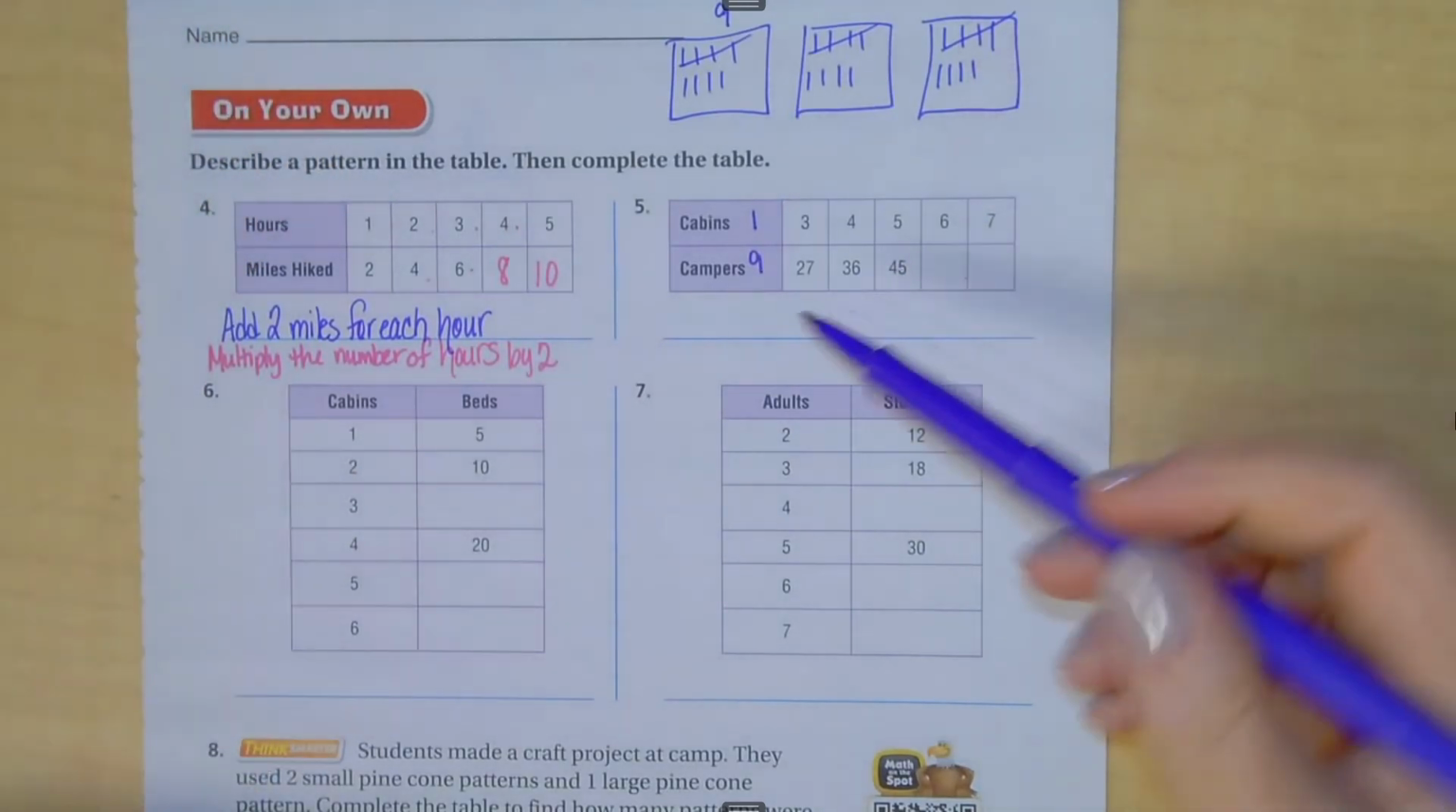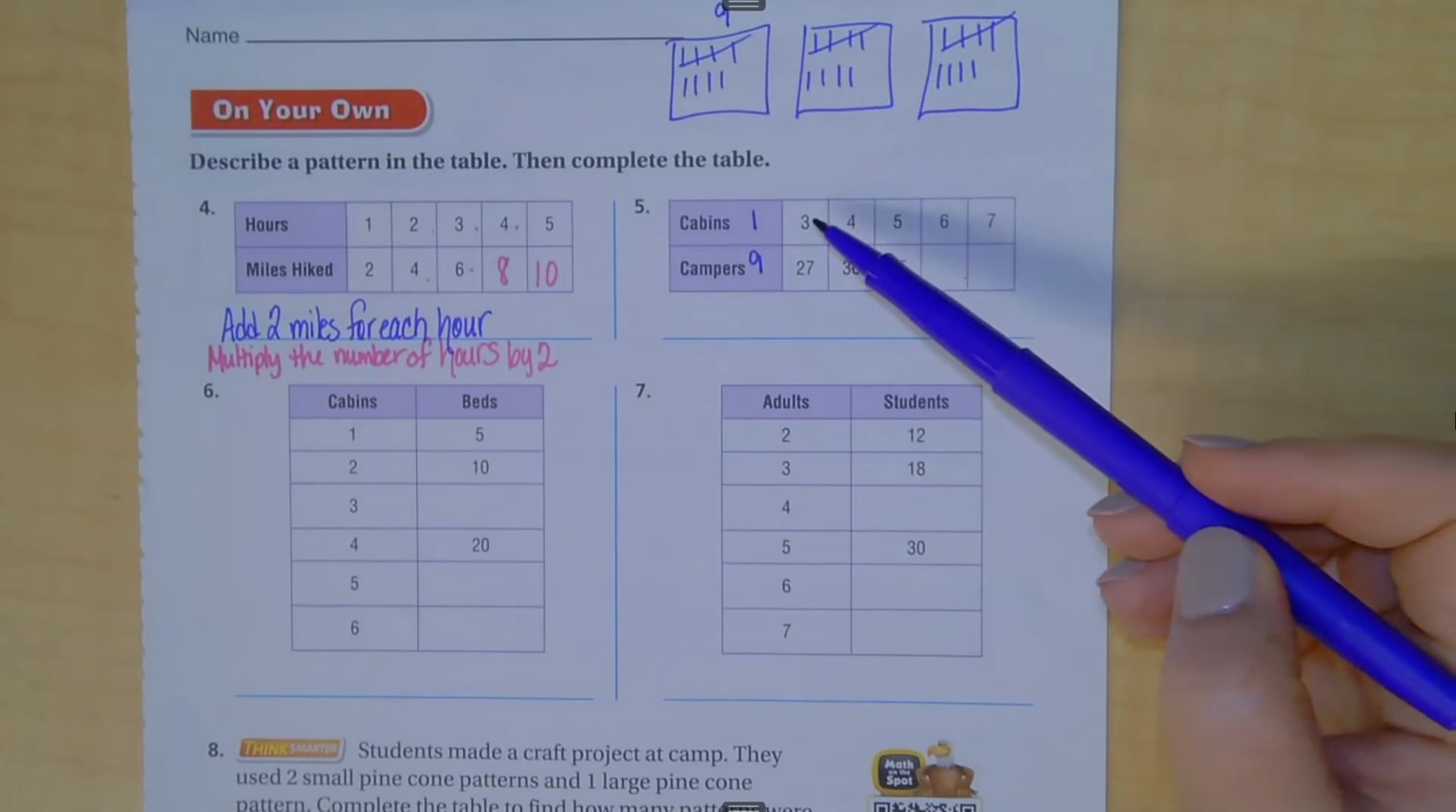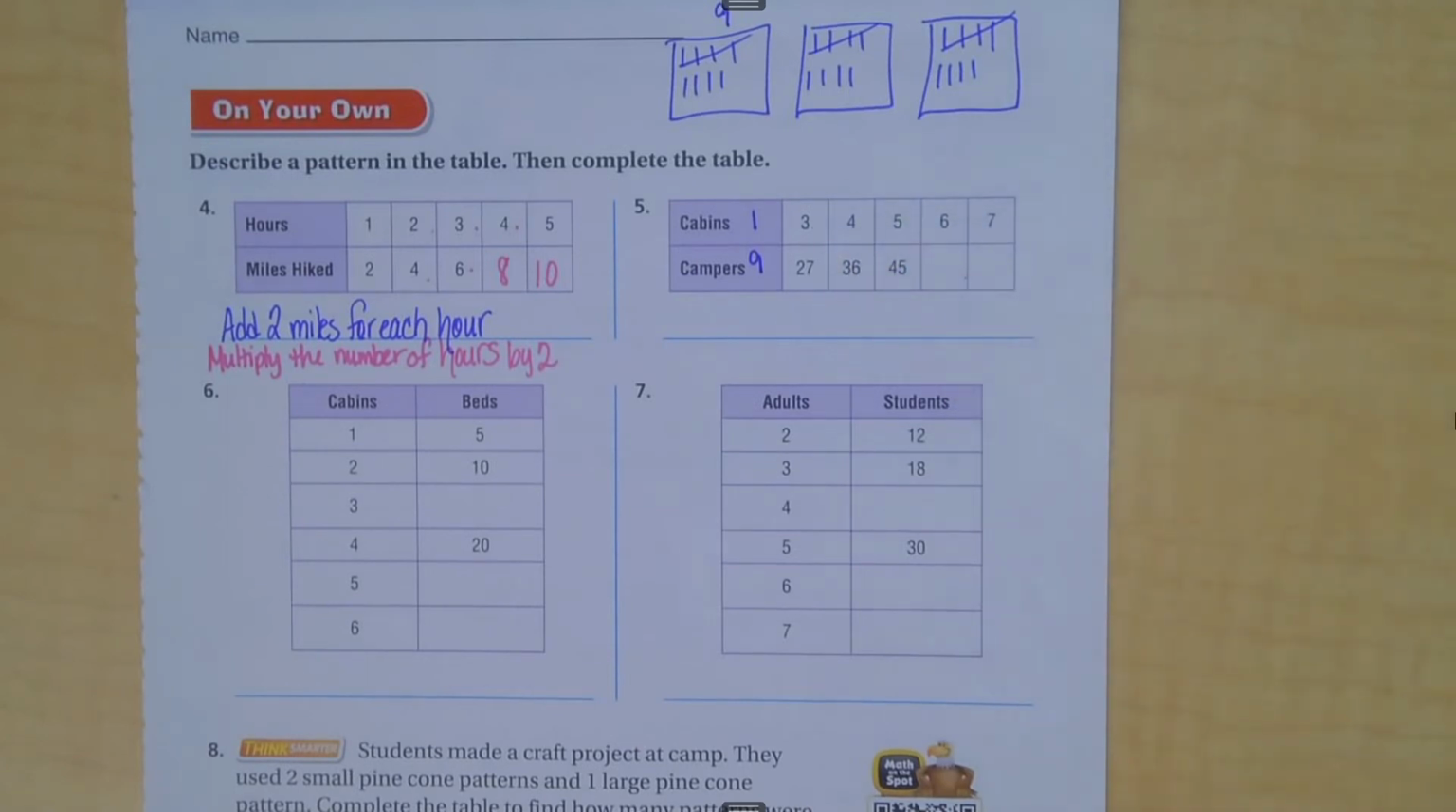Okay, remember I said if you can find the smallest amount, it's going to help you with figuring out the pattern. You also could have asked yourself 3 times what equals 27. But if that was too difficult, drawing a picture is a great option.